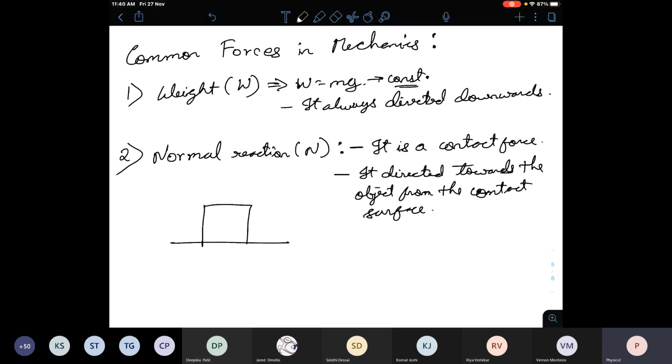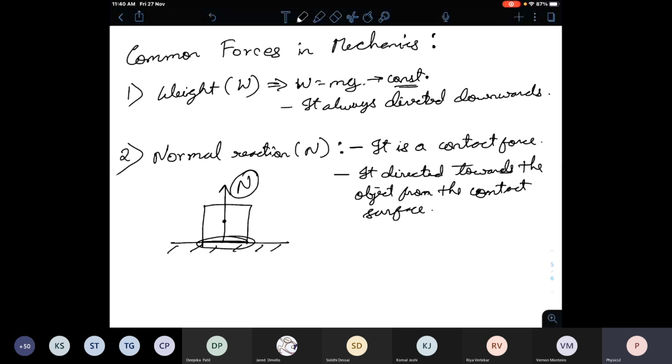Now this is the contact surface, this surface is my contact surface, and this is the center of the block, you can say. Okay, so from the contact surface, the normal reaction is always directed towards the block, that is towards the center of the block. It is always directed from the contact surface towards the block. So this is the normal reaction on the block.